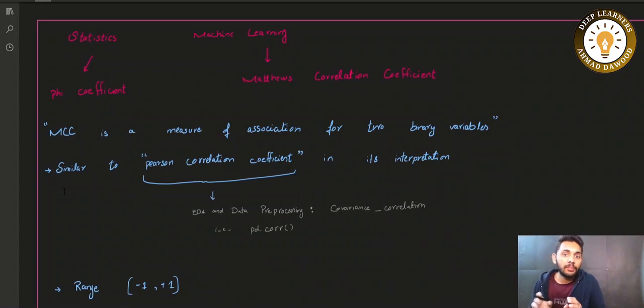Here you are measuring your association, the strength of the relation, between two binary variables instead of continuous variables.